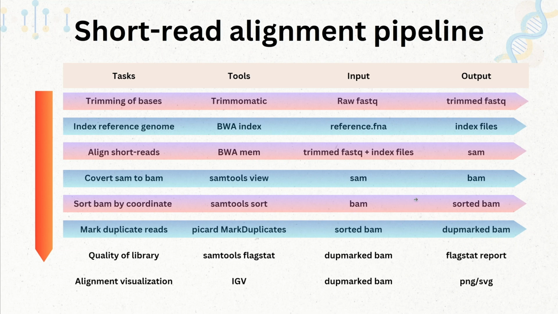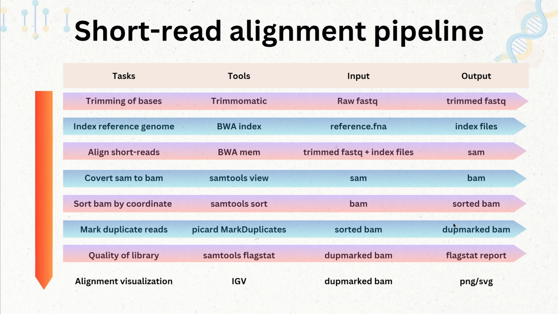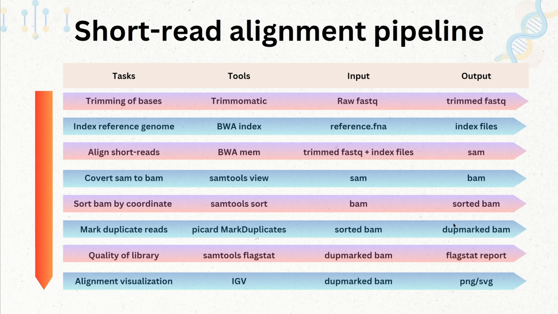For example, we can use this duplicate marked BAM file to generate the statistics of the alignment using SAMtools flagstat. It will take a duplicate marked BAM file as an input, which will generate the flagstat report. Also, we can use this marked BAM file to visualize the alignment using IGV. In my next tutorial, I will show how we can use IGV to visualize the alignment and save the results into different image file formats. So please check my next video on alignment visualization. Let's go to the coding section.